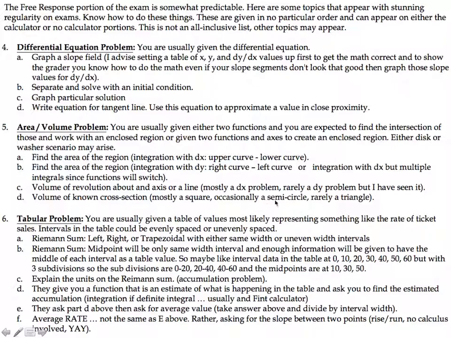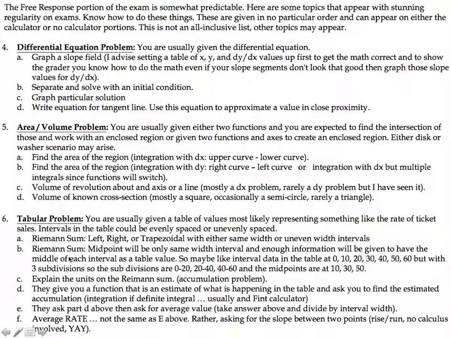Usually squares, rectangles, and semicircles. And then the last type of problem is a tabular problem. So this is where they're going to give you a table, and if the table only has 3 or 4 points in it, they're probably going to ask you for a left or a right Riemann sum, or maybe a trapezoidal sum. That's averaging left and right. Sometimes with uneven widths, so you have to do each area separately.